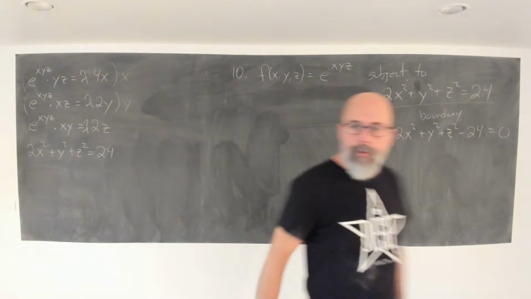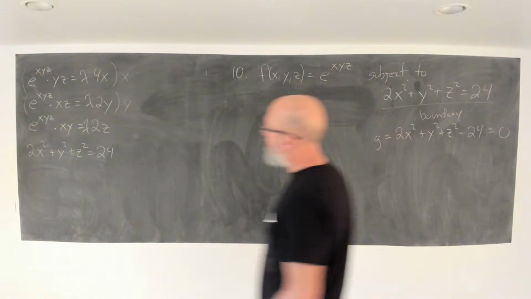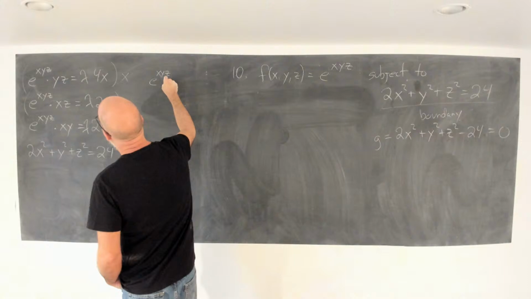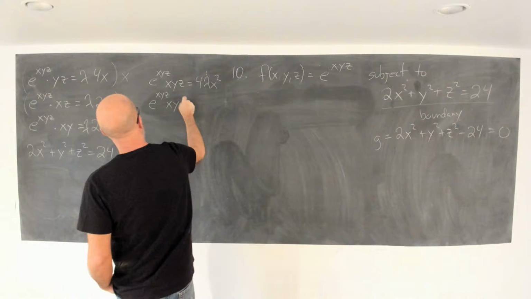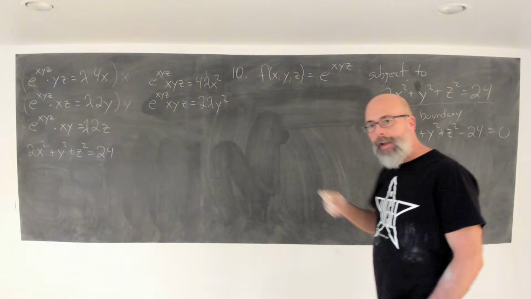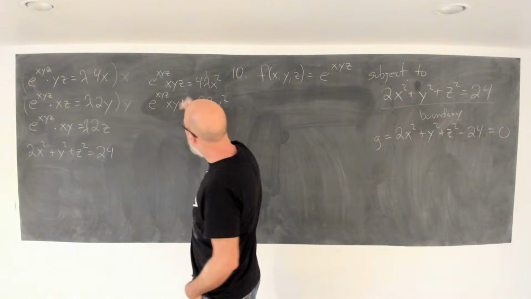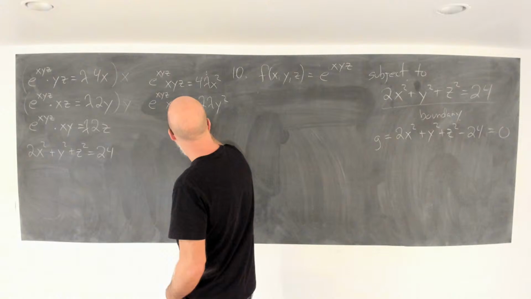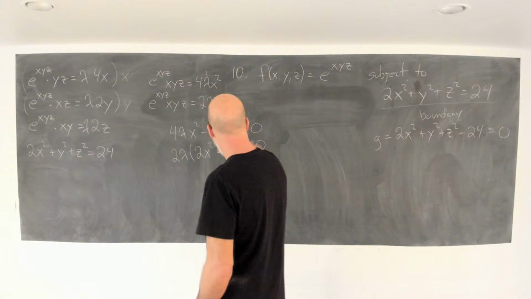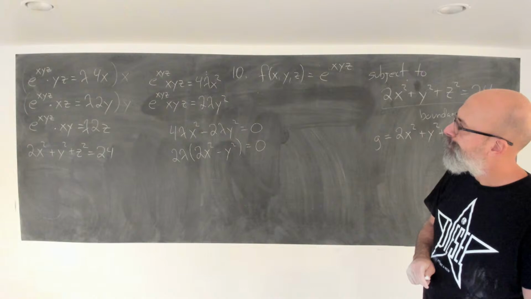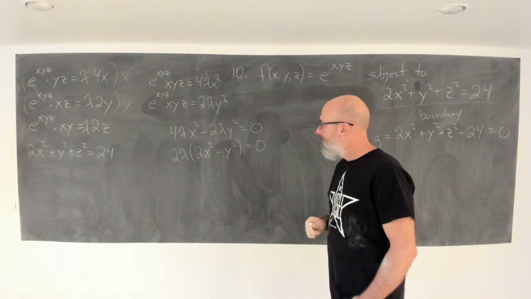So if I multiply the first one by x, you see what happens. On the left, you get e to the xyz times xyz, and on the right, this is 4 lambda x squared. And if I multiply this one by y, I get again an e to the xyz times xyz, and 2 lambda y squared. So if I subtract the two, these disappear. So you get 4 lambda x squared minus 2 lambda y squared is equal to 0. You can factor out a 2 lambda, and you get this. So that's good.